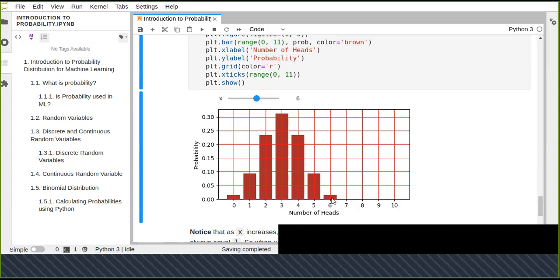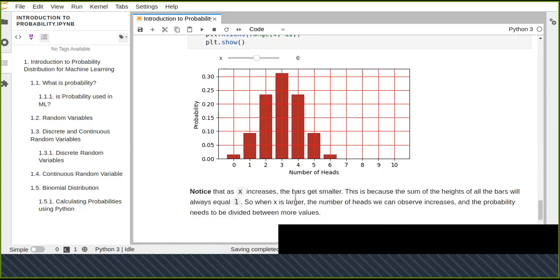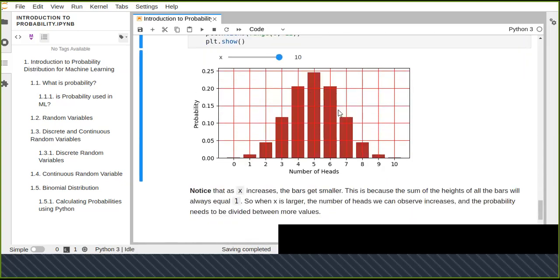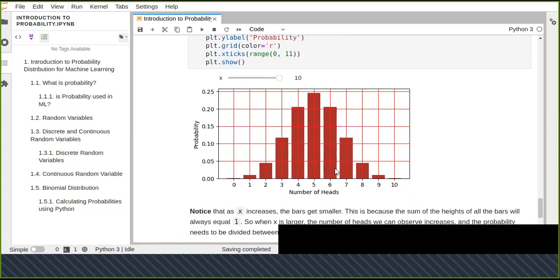When you flip the coin 10 times, then the probability of counting 6 heads is 0.2 something, about 0.25. Here we get above 0.2, yeah, 20%.